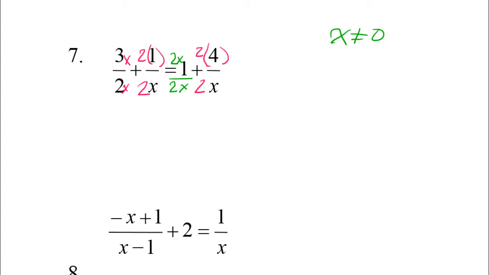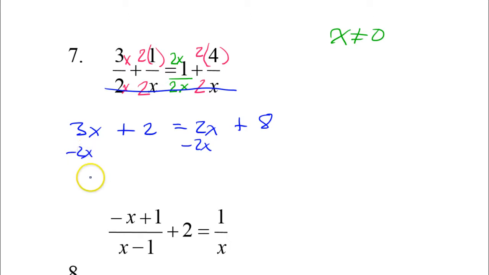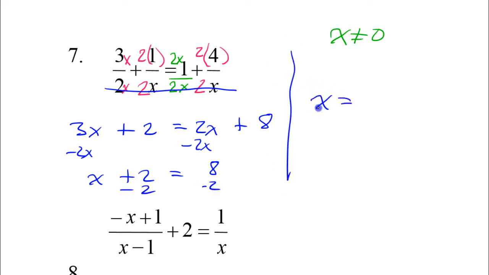So now that all the denominators are the same, I can cancel out the denominator and make a new equation based on the numerators. Okay, so I've got 3x plus 2 equals 2x plus 8. That's my new equation. So I'm going to get these like terms together. I will subtract the 2x. That gives me x plus 2 is equal to 8. Then I will subtract the 2. That gives me x is equal to 6.